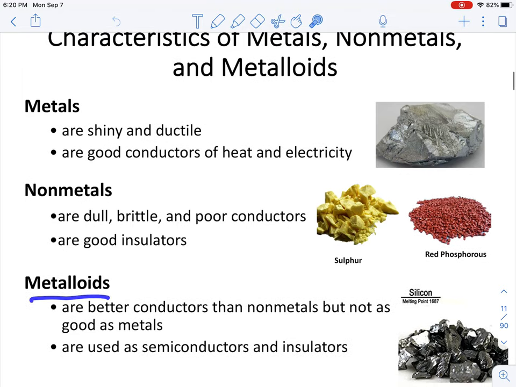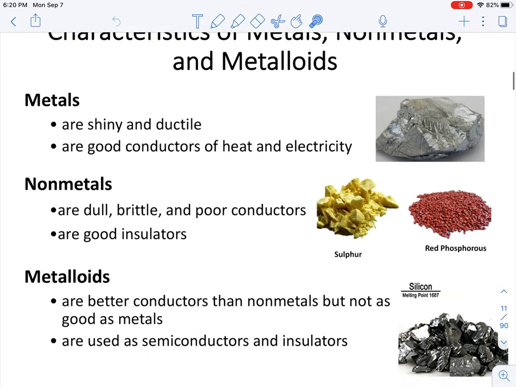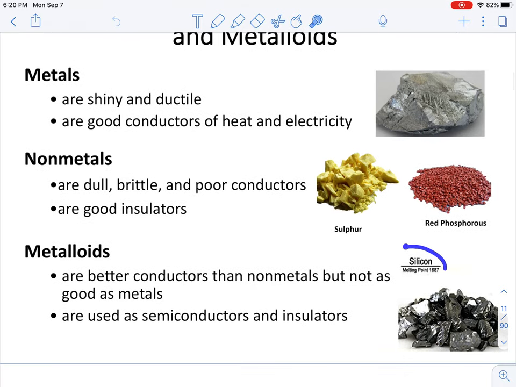Metalloids are kind of like a hybrid between the metals and the nonmetals. They have properties that are similar to metals, and at the same time they have properties that are similar to nonmetals. Okay. So for example, silicon is an example of a metalloid.